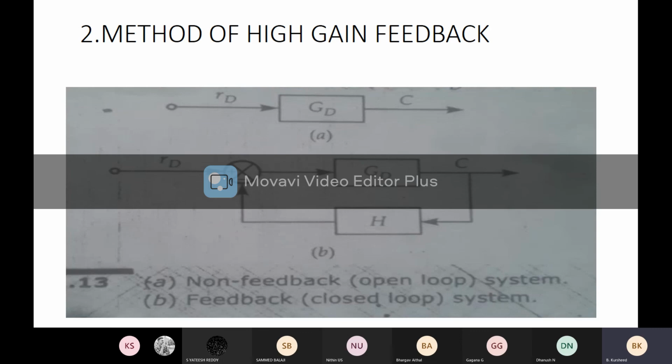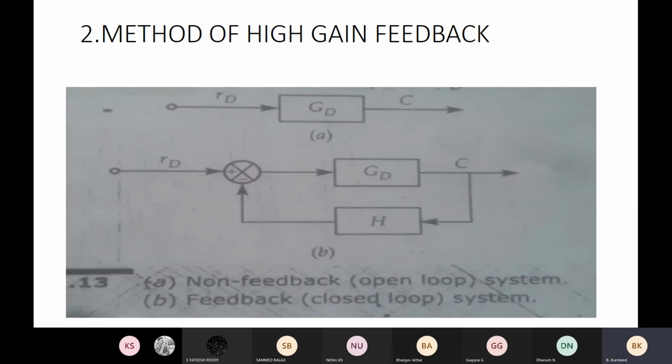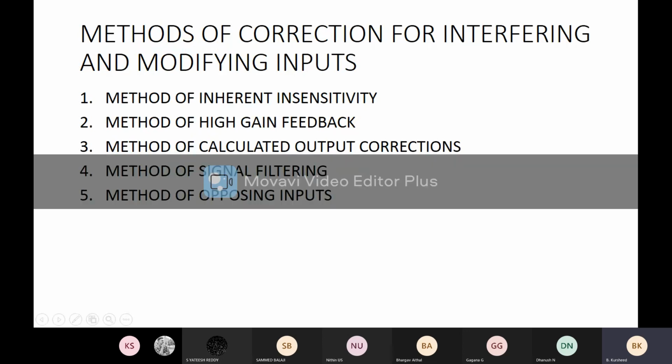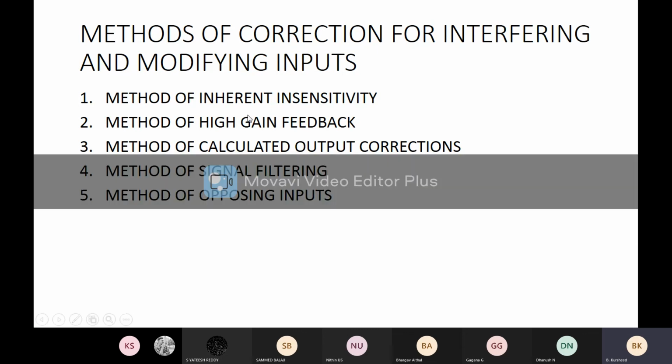Coming to the next, one more method is the method of calculated output correction. Method of calculated output correction is again a theoretical concept. What it means is, this method requires the knowledge of the magnitude of interfering or modifying inputs, and also the mathematical relationship which describes the way these inputs affect the output. As the name itself indicates, it is a calculated output correction.